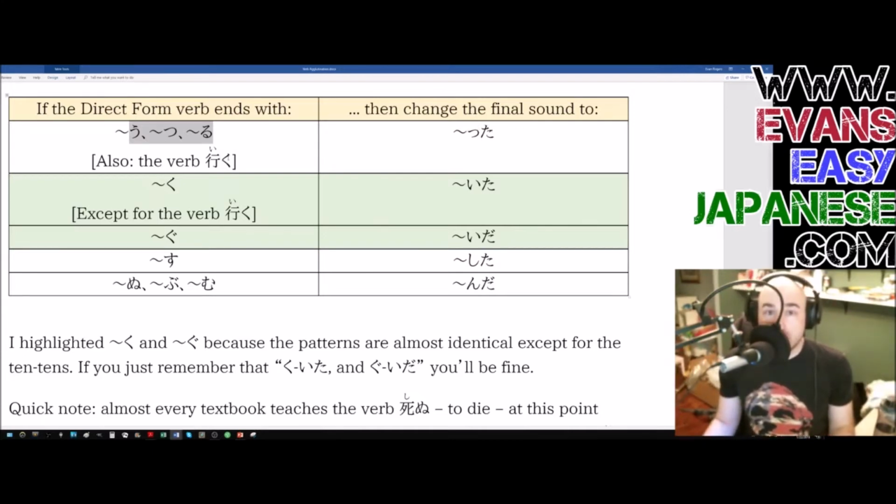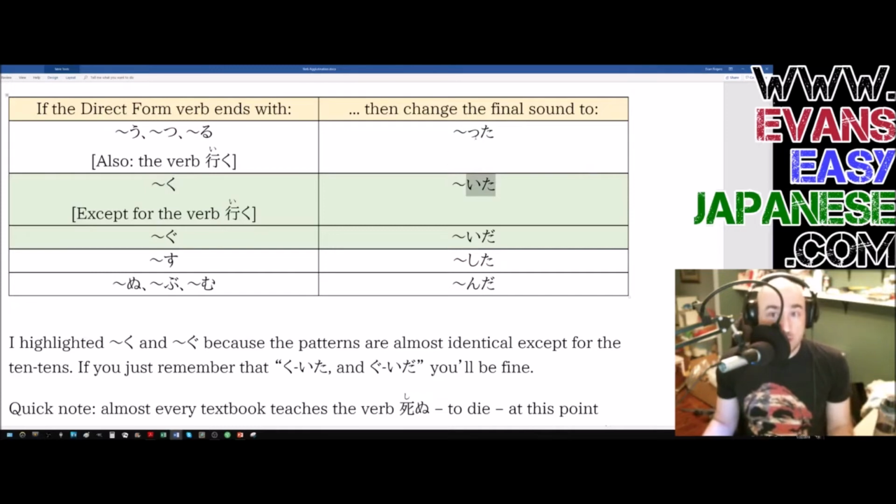Iku, to go. Like I will go to the store, ikimasu, iku. This one doesn't follow this pattern. This is the only verb that I can think of that breaks the pattern, and the ku turns into a small tsu ta. So iku's past tense is itta. Next, if the verb ends in a ku but isn't iku, and it's a group one, change that ku to an ita.